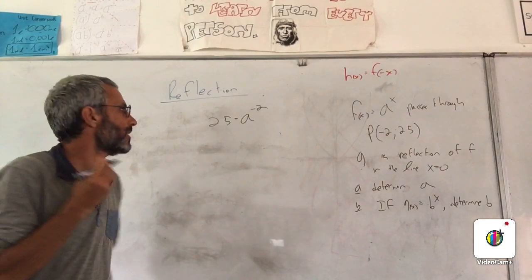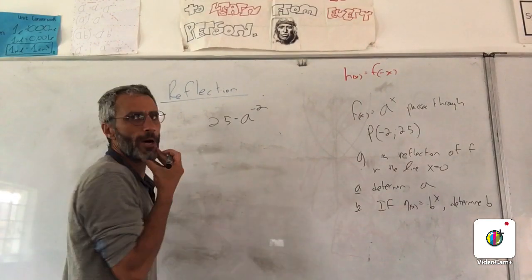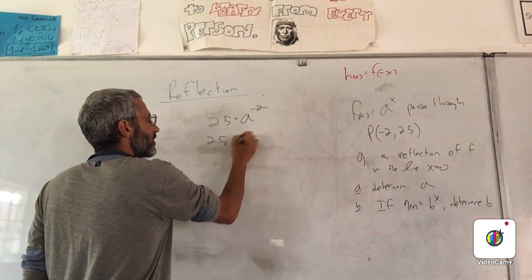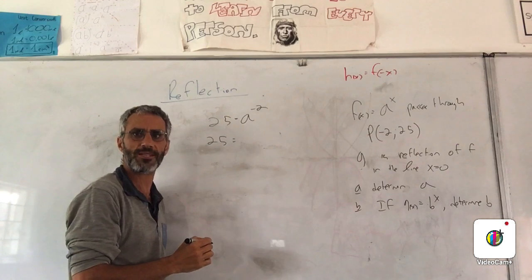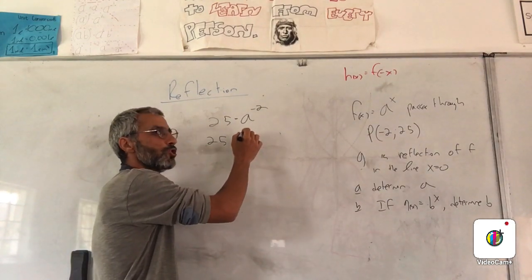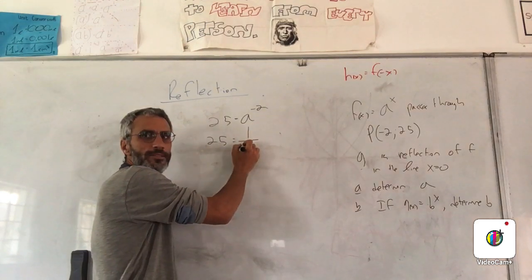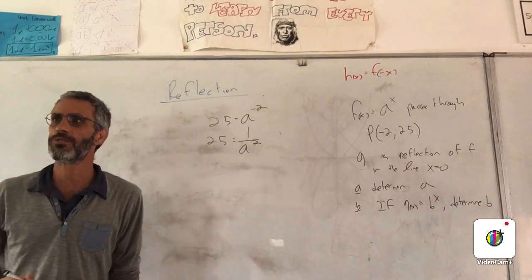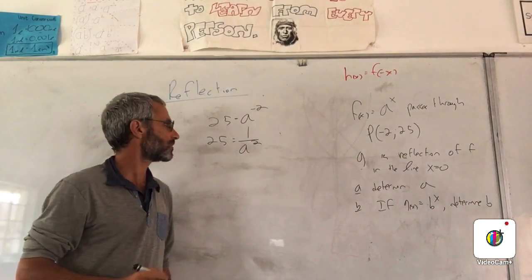All right. Now there's a couple ways of thinking about it. I think the best way is doing it like this. 25. What is a to the power minus 2? What is a negative exponent? It's a over 2. I'm not sure. You should be sure. It's 1 over a to the power 2. a to the power of 2. Come on. Okay.